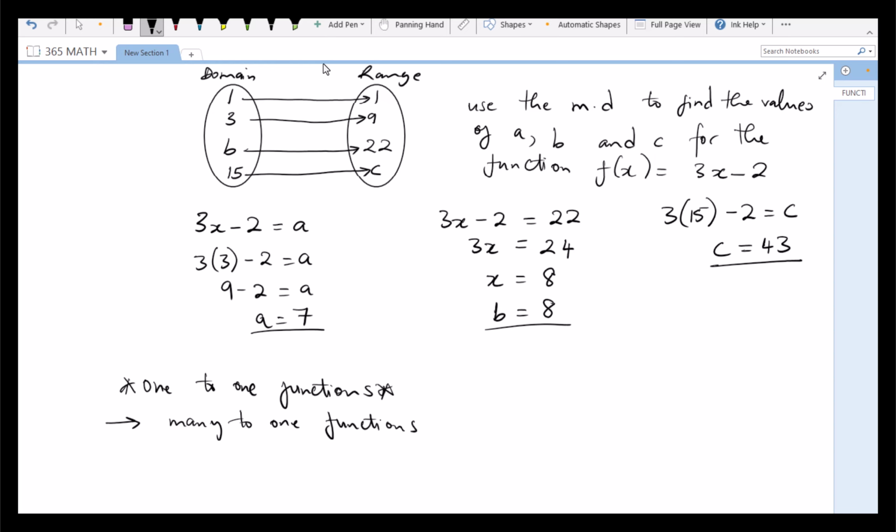But now there's something unique about functions. Functions are not allowed to be one-to-many, right? This means that one input value from the domain will give us many output values in the range. So this is not allowed when we are talking about functions. One-to-many, we do not have one-to-many functions. I'm going to give you an example of many-to-one functions.